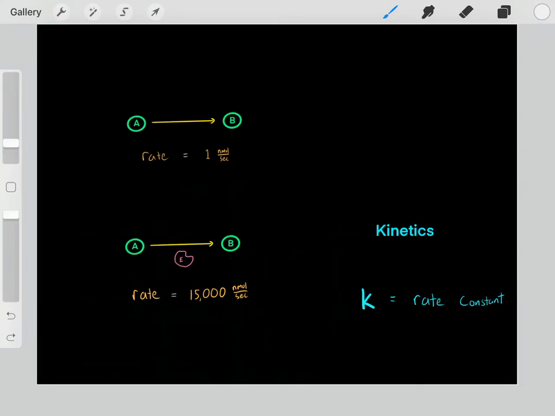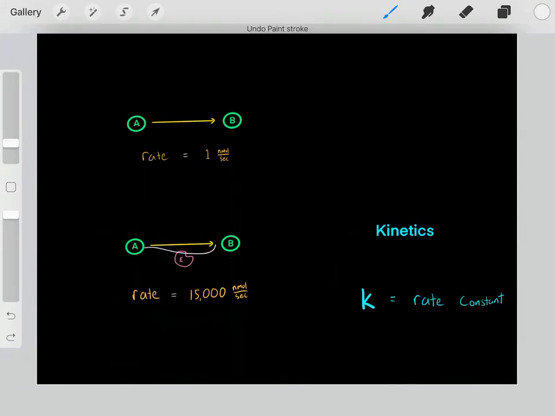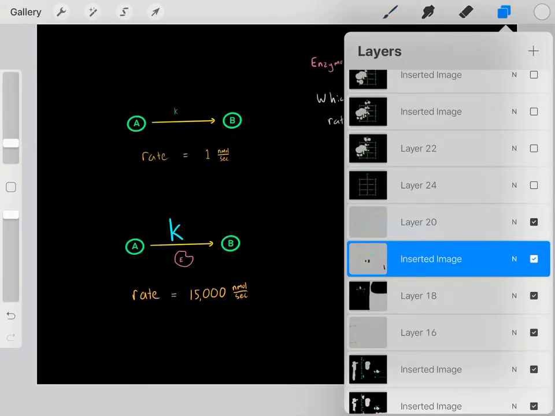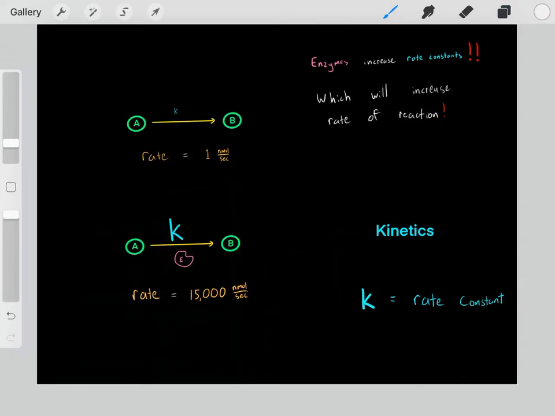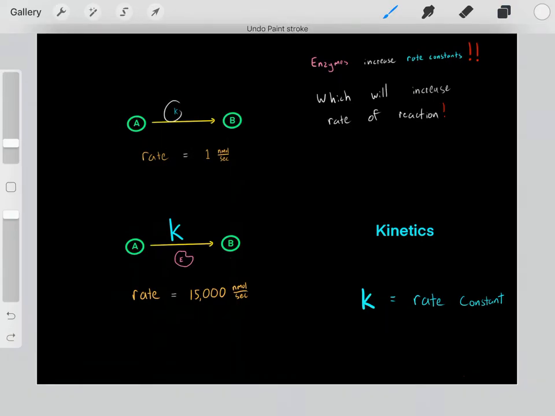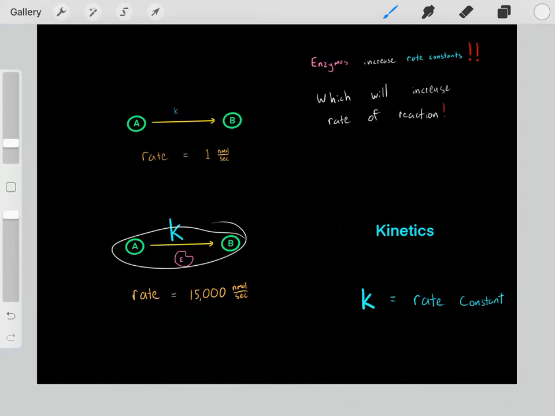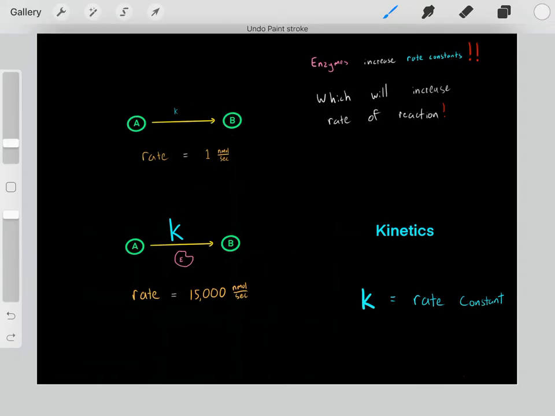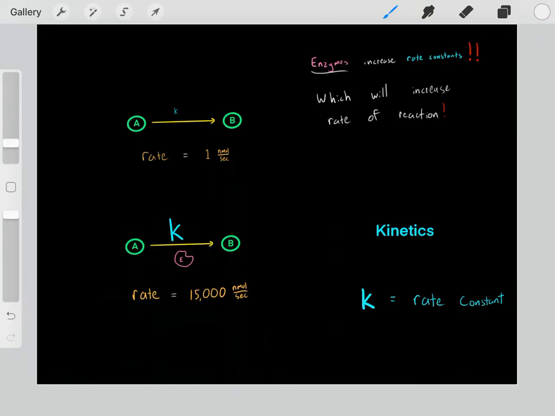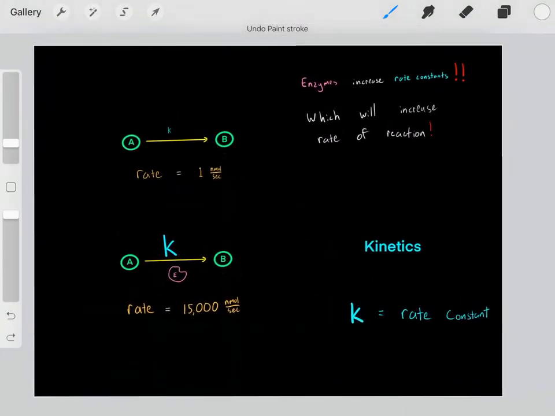So that's the rate. So clearly we can see when this reaction didn't have an enzyme, it occurred very slowly with this rate. However, once this same chemical reaction was catalyzed by this enzyme, it occurred much faster. So therefore we can see enzymes increase the rate of a chemical reaction. So therefore, enzymes increase the rate constant. Originally, this uncatalyzed reaction had a very small rate constant. However, once it was catalyzed by an enzyme, it had a much larger rate constant, so therefore it occurred much faster. So enzymes increase the rate constant of a chemical reaction.